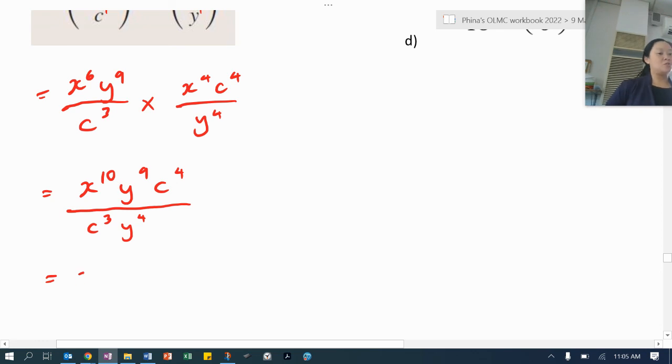So I'll just write the x to begin with. x to the power of 10. We'll deal with the c's. So c to the power of 4 minus c to the power of 3. So c to the power of 1. You can write the 1 or I'll just leave it as c. y to the power of 9 minus y to the power of 4. y to the power of 9 minus 4 is 5.